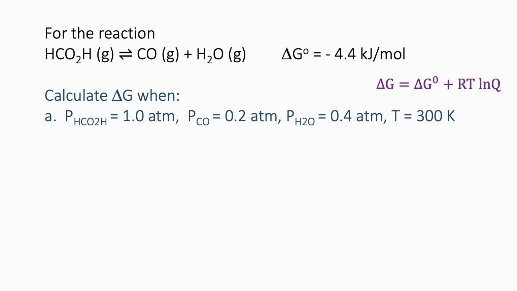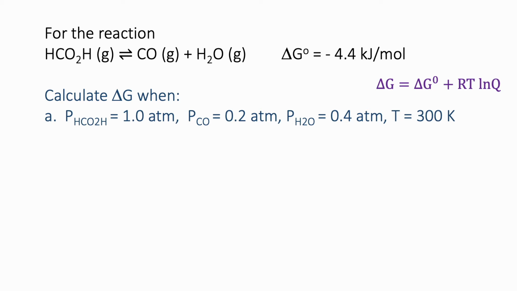So we're going to try this out on a reaction we've seen before, but we're going to look at it under 3 sets of conditions. In this first condition, we have 1 atmosphere of our reactant and less than 1 atmosphere of our 2 products. And our temperature is 300 Kelvin. Let's go ahead and plug this into the formula that we just looked at.